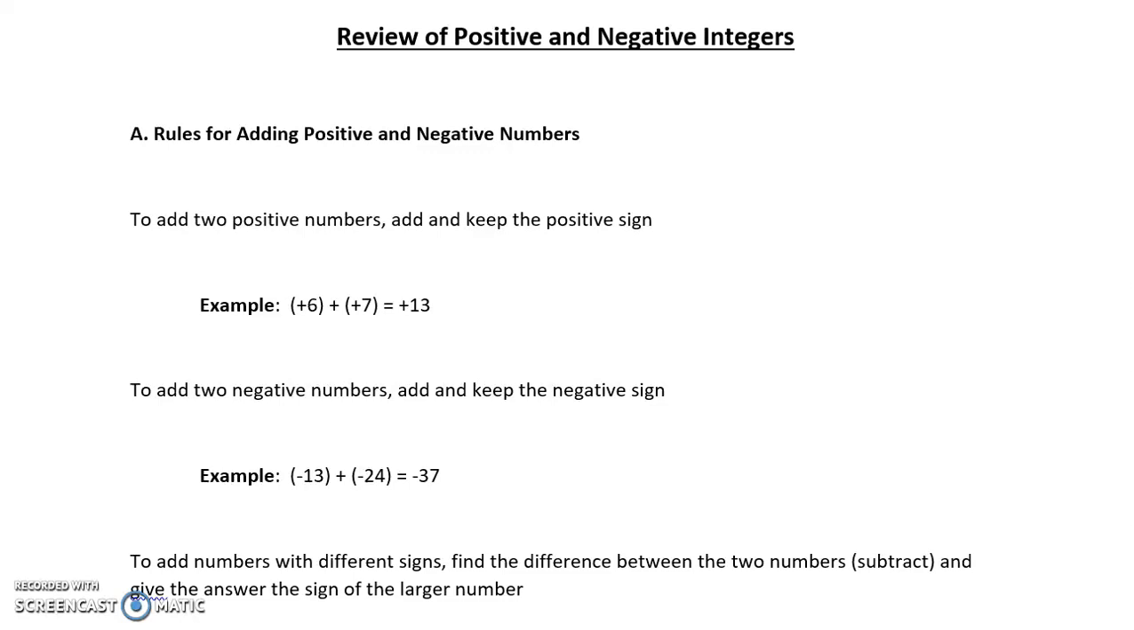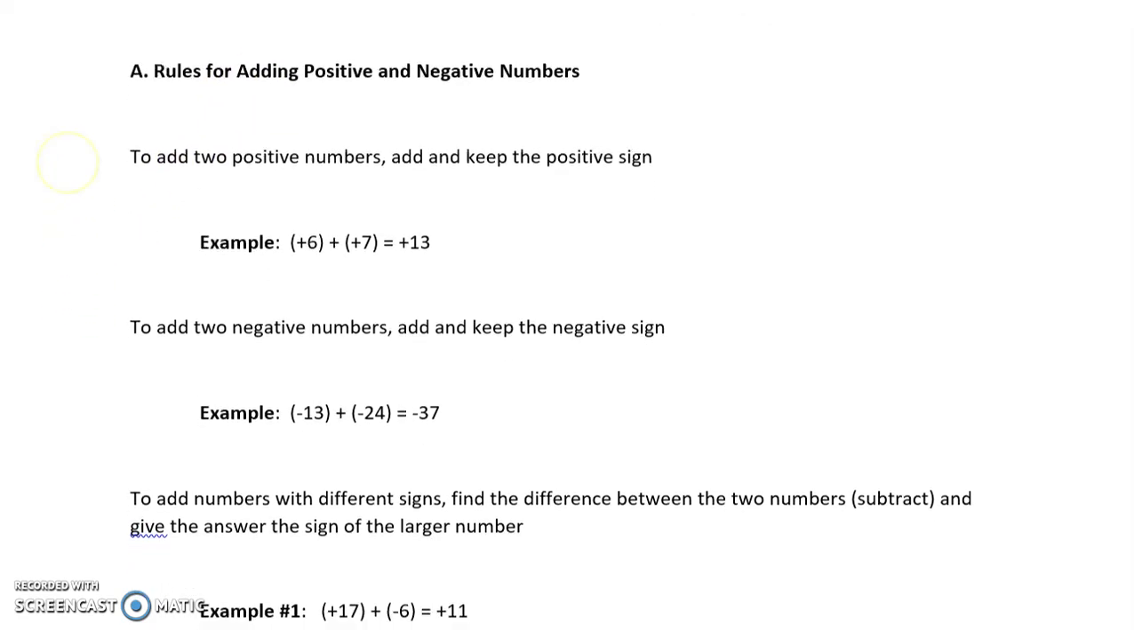Hi everyone. Today we're just going to be revising a little bit about positive and negative integers. So we're going to be looking at chapter 3 for the next week or so, just to revise what we've learned. There are some important rules that we learned back in chapter 1. The first is around adding positive numbers and negative numbers.